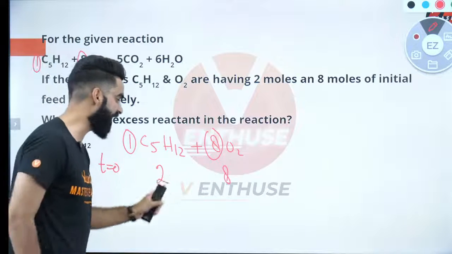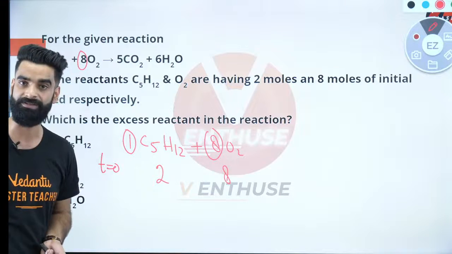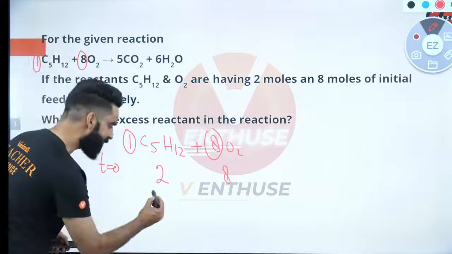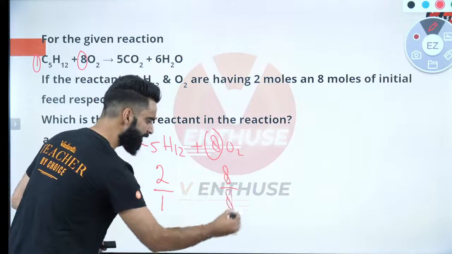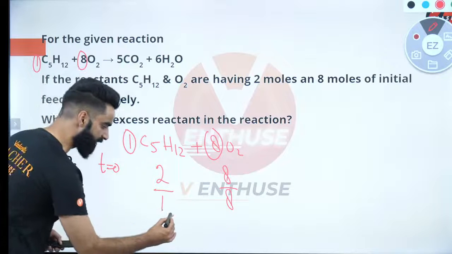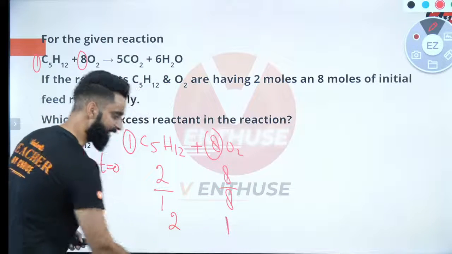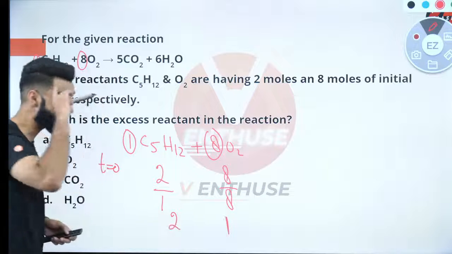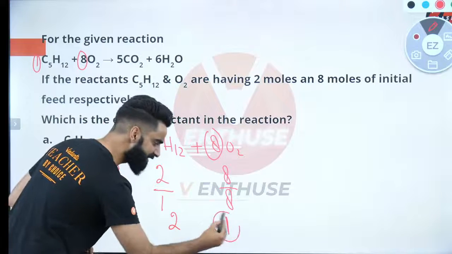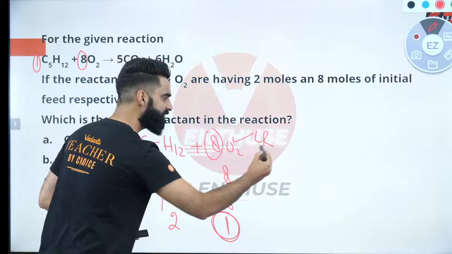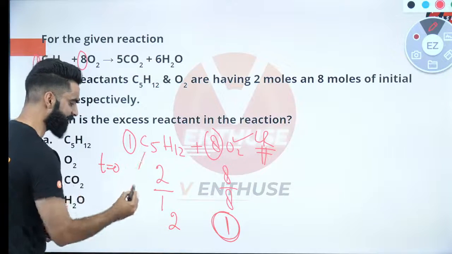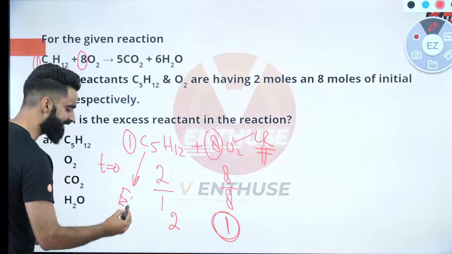Now I have to identify among the two first which one is the limiting reagent. How do we do that? I'll just divide these moles by its stoichiometric coefficient. The value over here is coming as 2. The value over here is coming as 1. So which one is having the least stoichiometric ratio? This one is the least. So O2 is going to be my limiting reagent. If O2 is the limiting reagent, that means this one is the excess reagent.